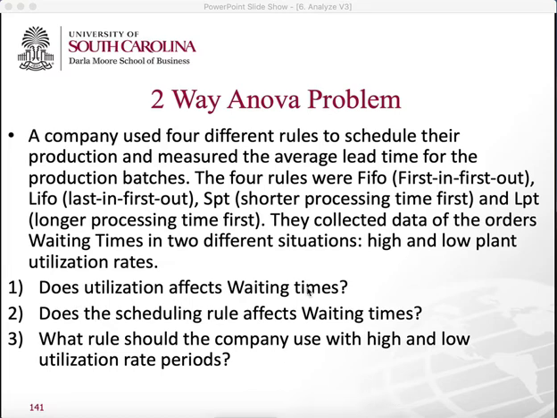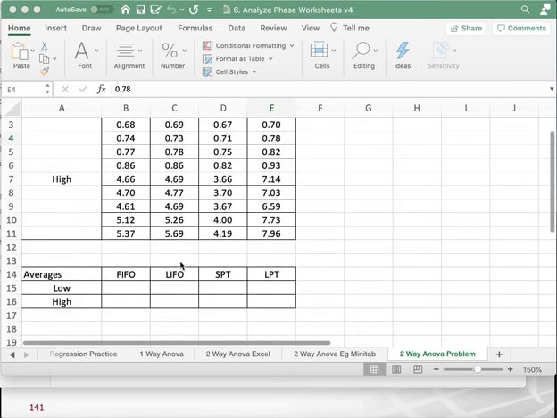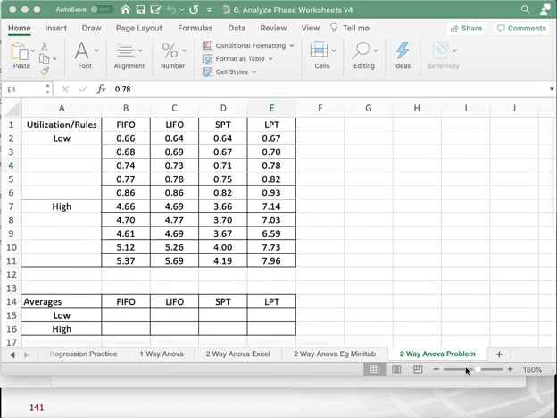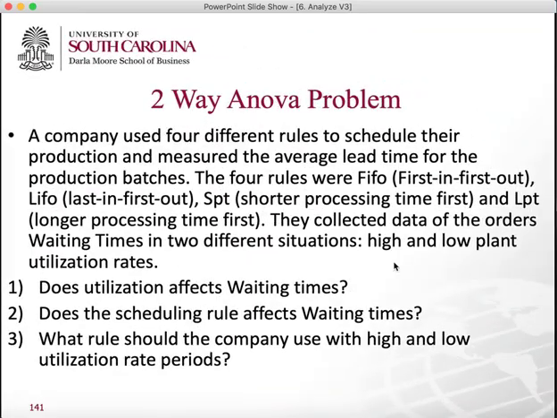Does utilization affect waiting time? Does scheduling affect waiting time? Do we have any rule the company should use for high and low utilization periods? What should they do? What is the practical implication of that? So here it is, the practice, the two-way ANOVA problem, right? You have low and high utilization. We have FIFO, LIFO, SPT, LPT, and you can put the average here and build a chart to help you answer those questions. Okay, and that's what we have for two-way ANOVA.